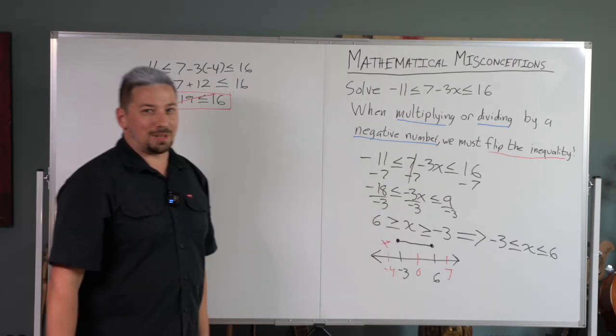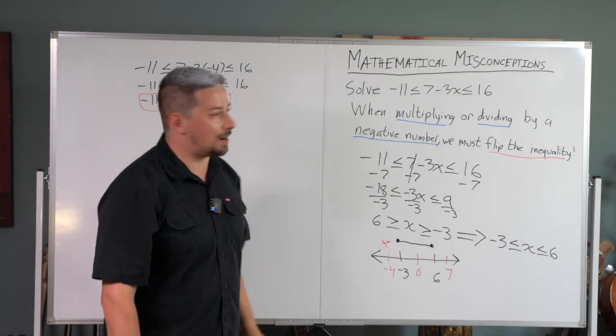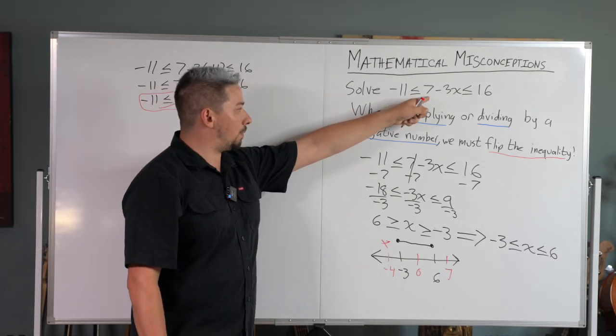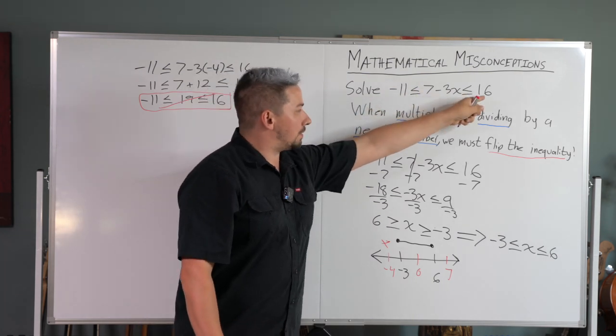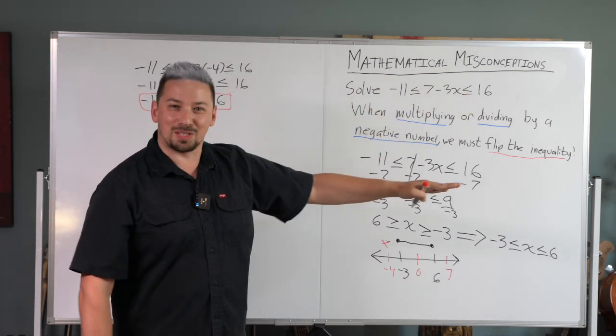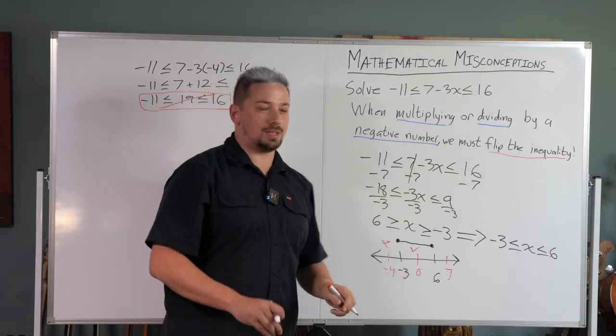The next one to check is really easy. It's 0. I always tell students, pick easy numbers. Don't pick numbers that complicate your life. Throw in a 0 right here. What happens? Negative 11 is less than or equal to 7, which is less than or equal to 16. That is true across the board. Love it.